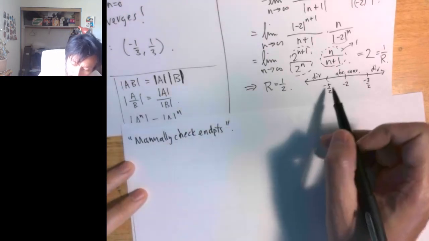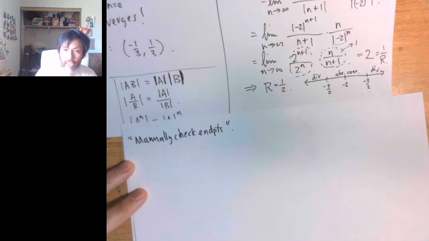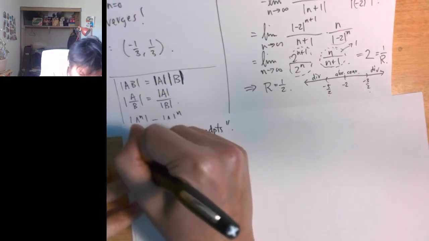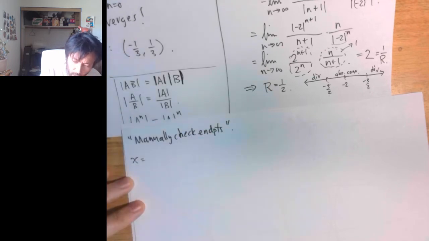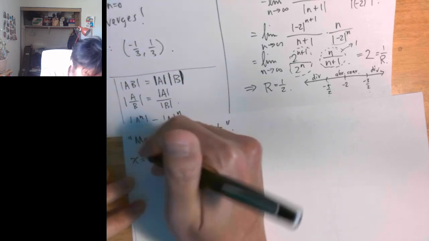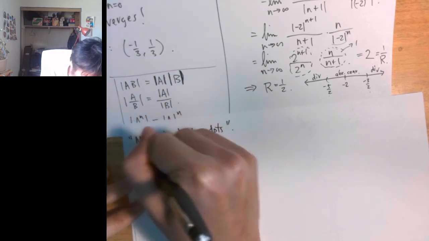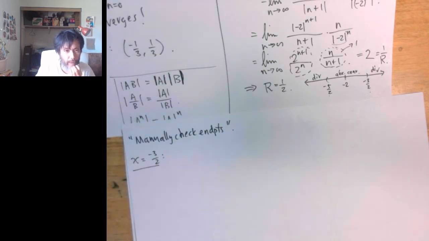Manually check endpoints. So what we're going to do is plug in these endpoints, x equal to -3/2 and x equal to -5/2. Let's see, which one do I want to do first? Sure. Let's do x equal to -3/2 first. Manually.